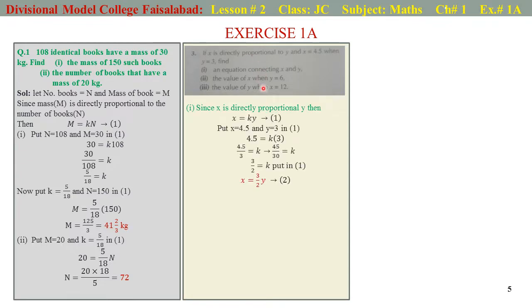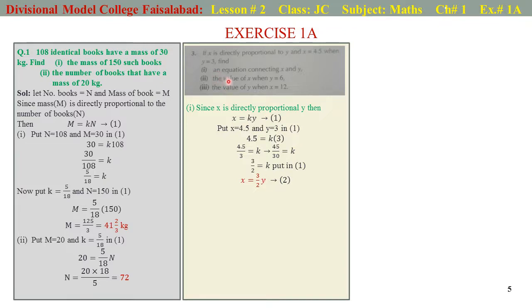Because x is directly proportional, writing this in algebraic form, we get x is equal to ky. Now we will put the values of x and y which are given in equation number 1 to find the value of k, which is 3 by 2. You can also write 1.5. The value of k is equal to 1.5. Put this value of k in equation number 1. You get x is equal to 3 by 2 y, which is an equation connecting x and y. There is no other letter except x and y. So this is the answer of part 1.